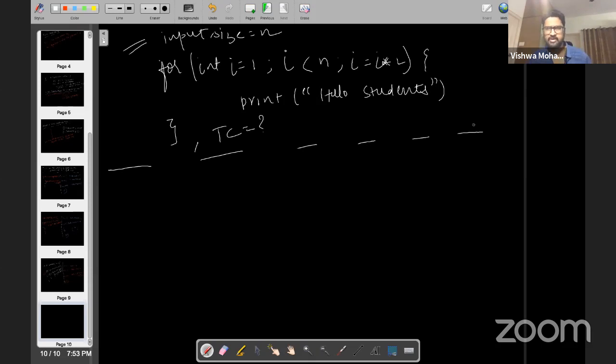In this question, what we have is that the value of i is 1 and it goes till n, and the value of i is getting multiplied by 2 every time. This loop will keep running while i is less than n, and I'm printing "hello students". Just try to solve the time complexity along with me. So how do we approach it? As soon as we get a time complexity problem, we first define what time complexity is.